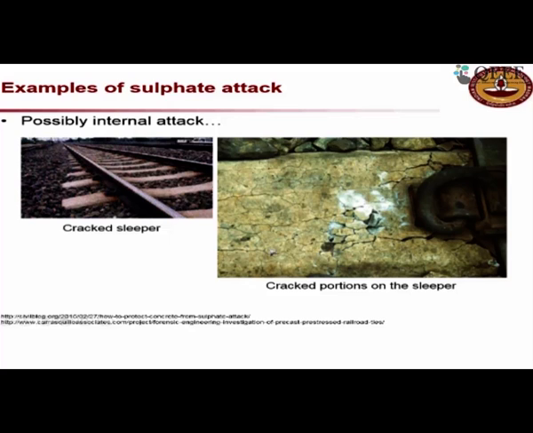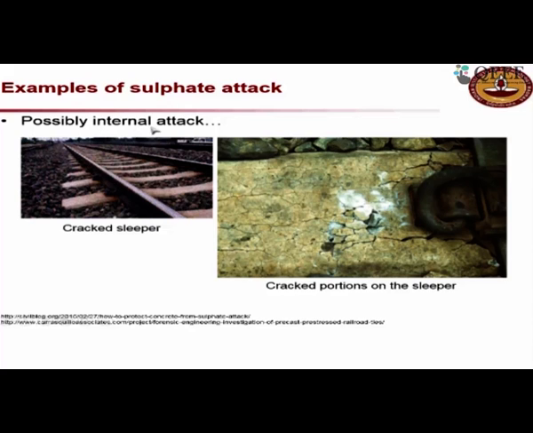And then here is another example of railway sleepers or railroad ties, where you can see a lot of cracking. There may be an effect of fatigue as well in this, but as you can see, the cracks have no particular shape, it's random cracking. So you can imagine this type of random cracking is a demonstration of some expansive force which is happening everywhere inside the concrete. So this is again a demonstration of sulfate attack.